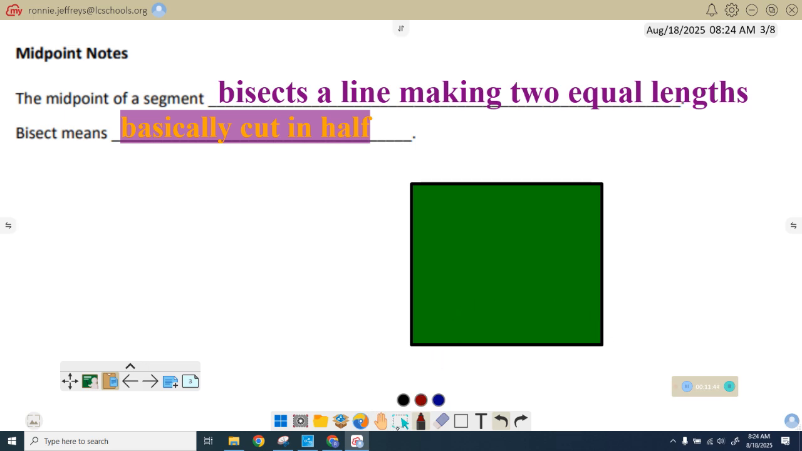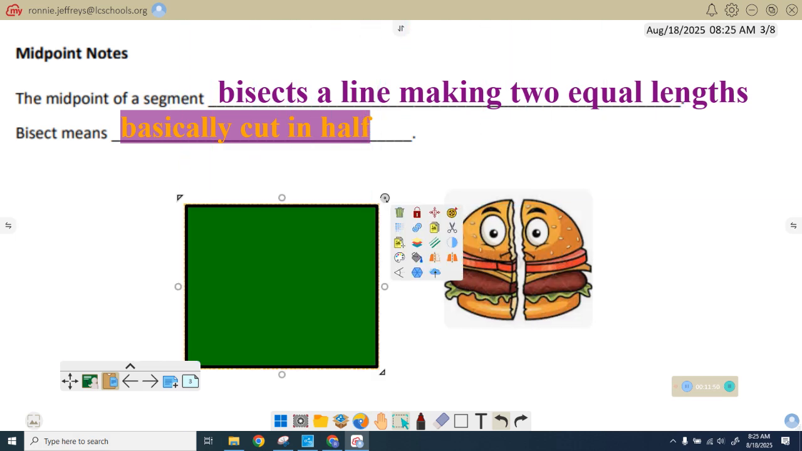Now, for a little visual representation, I have this hamburger cut in half, or cheeseburger. Sorry, I didn't see there was cheese on it. It's basically cut in half.